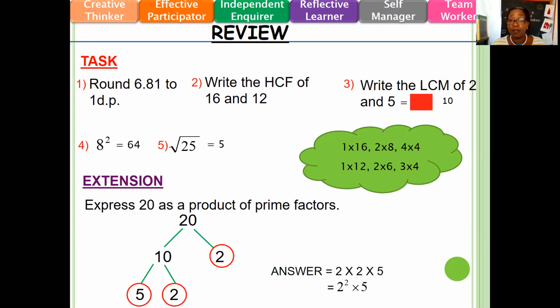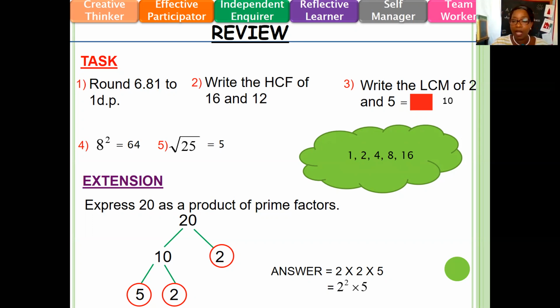But we have found that it is so much easier to organize our factors. So what we're going to do is arrange them in ascending order without the multiplication signs. Now that we know what our factors are, we're going to arrange them in order. So we have 1, 2, 4, 8, 16. Those are the factors of 16.